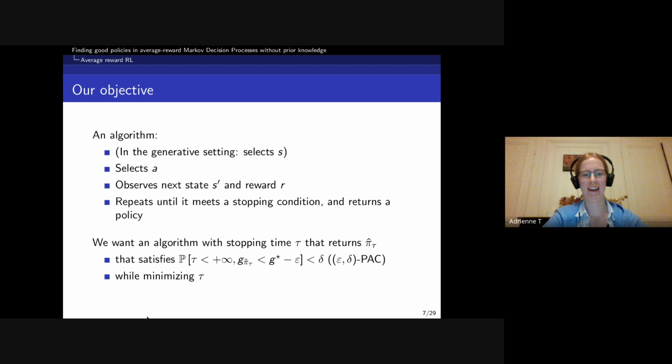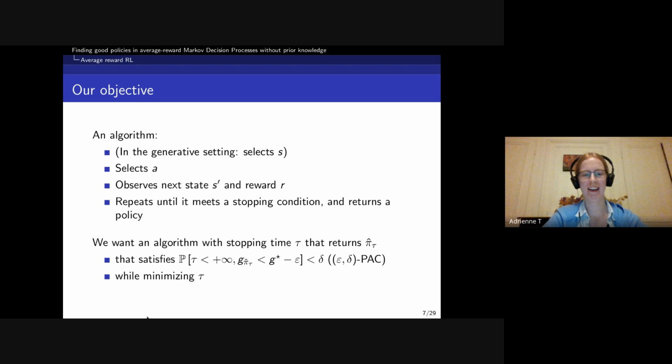And we want to find algorithms that are correct and that are fast. By correct, we say that the policies that they return must be within epsilon of the best possible gain, which we obviously don't know, with probability bigger than 1 minus delta. This is what we call epsilon-delta PAC algorithms. We're only interested in those algorithms that with high probability return good enough policies.